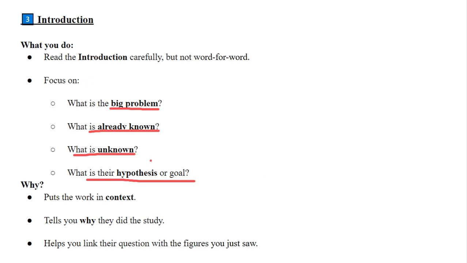One is for what is the problem, what is already known, what is unknown, and what is their hypothesis and the goal. These four points are very, very important. If you read a paper, read the introduction properly, that one or two pages, and you should identify the problem, what is already known, what is unknown, the hypothesis, and the goal. Take any paper, and you must read these four things. You will identify around 80 percent of the topic of what they identified.